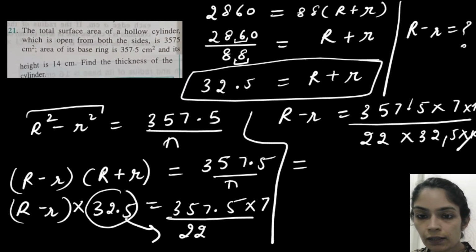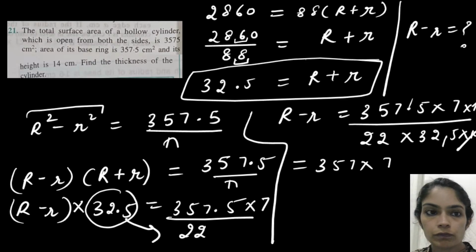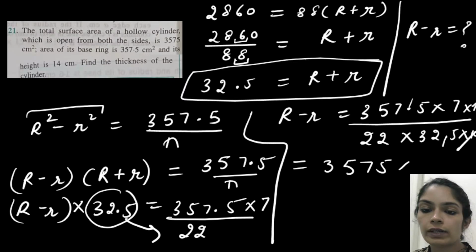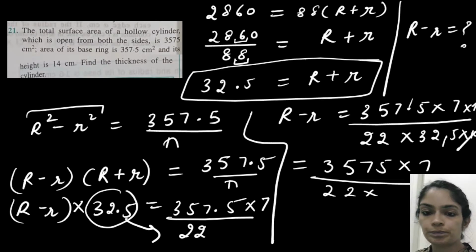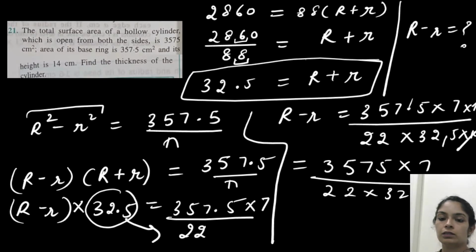So I got now 357 into 7. One second. This is 3575 into 7 by 22 into 32. 22 into 325, sorry, this we removed the decimal. Now just do calculations and tell me.